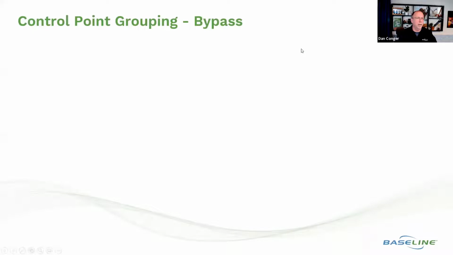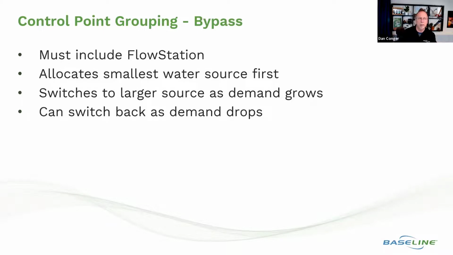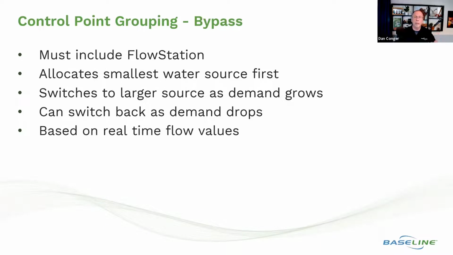So we've got to have the FlowStation for this one. And this is going to use the smallest water source first, and then it'll switch to the larger one as it demands, and then it'll switch back and forth if needed, right? So as soon as the demand exceeds that 1.5 inches, it will overwhelm it and then switch over to the 10-inch. This is a good reminder: this is based on real-time flows. This isn't calculated. This is what's happening in real time in the system.